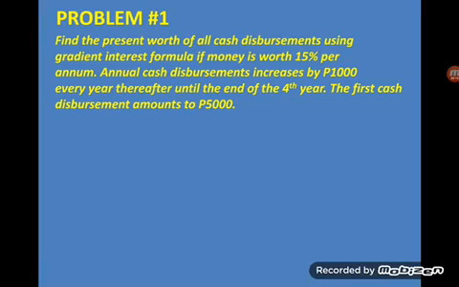Okay, let us consider this problem. Find the present worth of all cash disbursements using the gradient interest formula. If money is worth 15% per annum, annual cash disbursements increase by 1,000 every year thereafter until the end of the 4th year. The first cash disbursement amounts to 5,000 pesos.